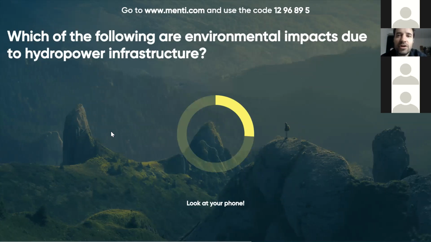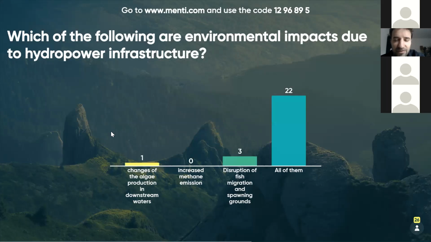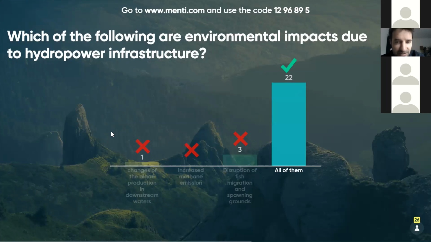Which of the following are environmental impacts due to hydropower infrastructure? Changes of algae production in downstream waters, increased methane emission, disturbance of fish migration, and spawning grounds. I did not address everything in the case studies, but if you listened carefully during the previous days, then you might get this correct anyway. There are several impacts. Yeah, it's all of them.